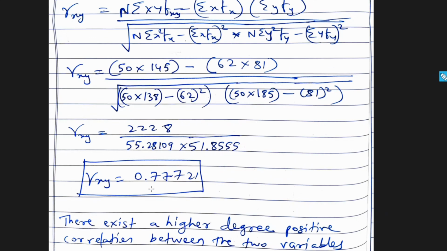Now observe here, it is a positive number. So the correlation is positive and also the number is greater than 0.5. That means whenever the correlation value is greater than 0.5, it is considered to be of the higher degree positive correlation. So the conclusion here should be there exists a higher degree positive correlation between the two variables. Okay. So this is your section D.